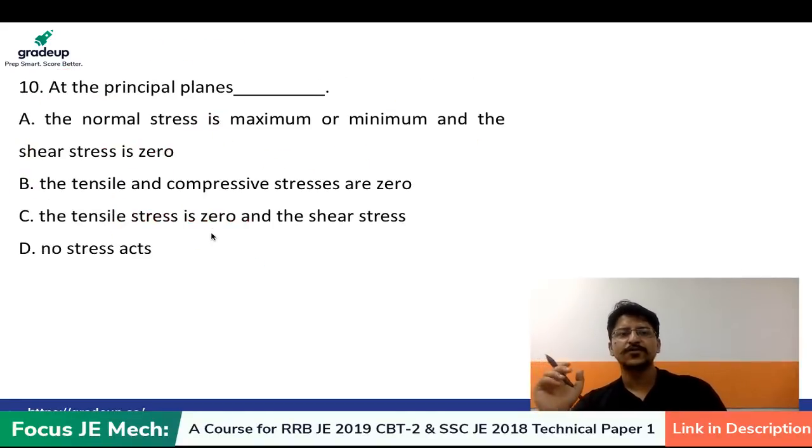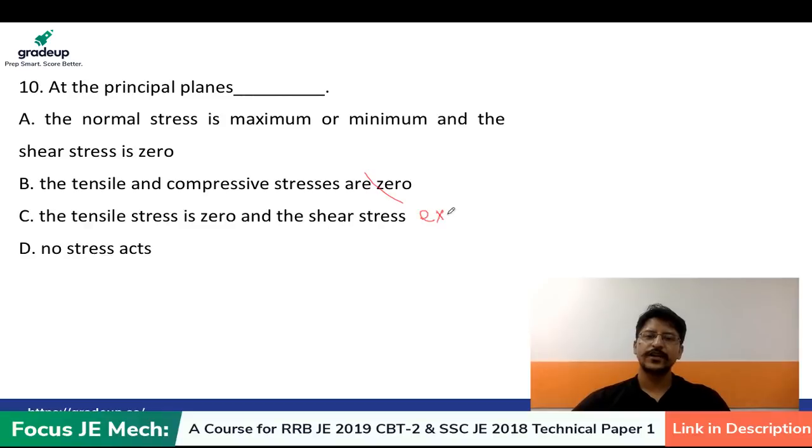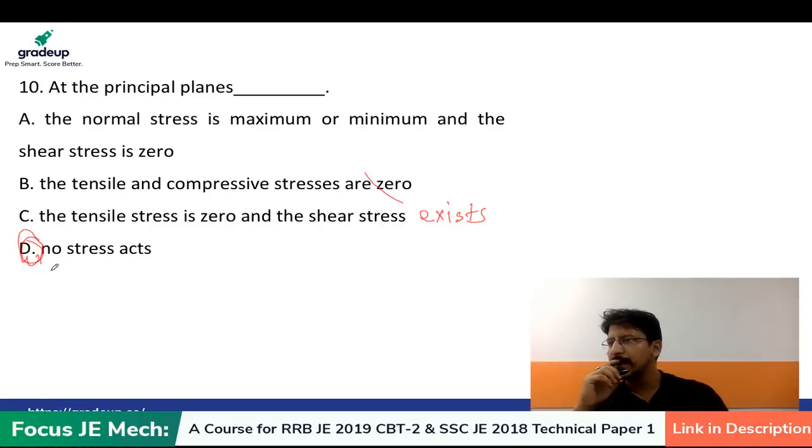Okay, now moving on to the next problem. This is a question from the topic of principal stress and strain. It asks what happens at the principal planes. The normal stress is maximum or minimum and the shear stress is 0. The tensile and compressive stresses are 0. The tensile stress is 0 and the shear stress exists. What is the answer for this one? What is true about the principal planes?